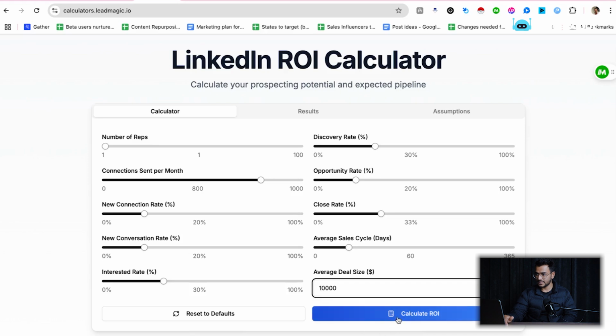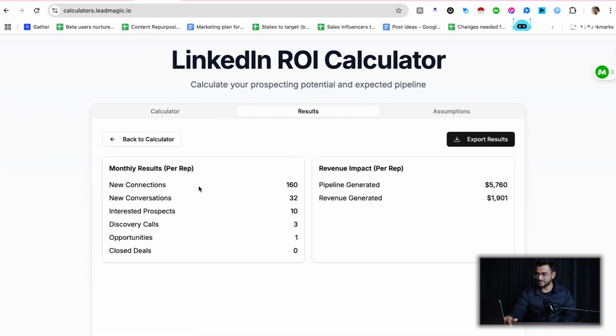So I can just click on calculate ROI and that's it, right? So this gives me these results. Monthly connections per rep: new connections I'm getting 160, new conversations 32, interested calls 10, discovery calls 3, opportunity is 1, close is 0, right? So that's the problem. You see the clear problem there. Per rep you're barely getting anything because certain variables are broken.